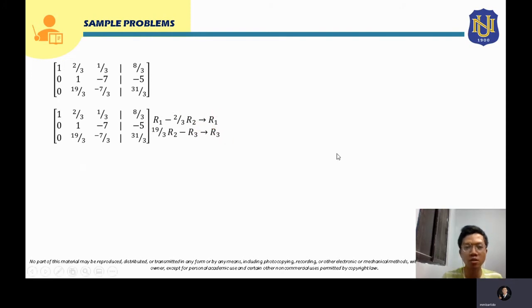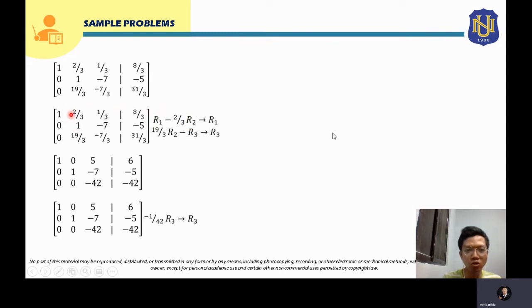So performing these operations, for R1, R1 is 2/3 minus 2/3 of R2, which is 1. So 2/3 minus 2/3 of 1, that will be 0. So that will be 0 here. And then we have here R1, that is 1/3 minus 2/3 of negative 7. So that will be 5. And then we have here 8/3 minus 2/3 of negative 5. So that will be 6. So this will now become our new first row.